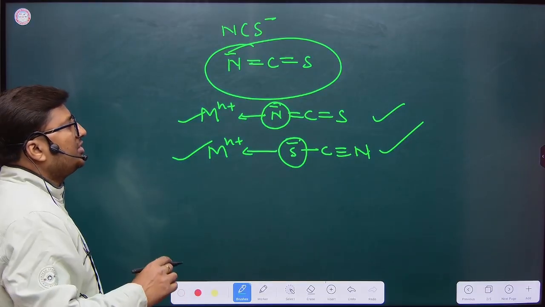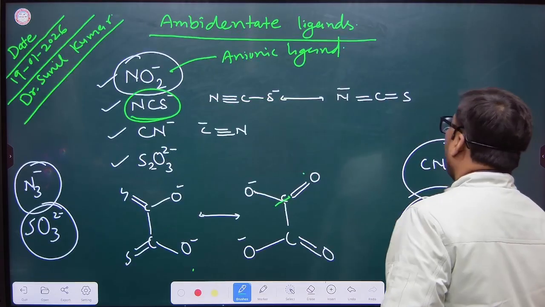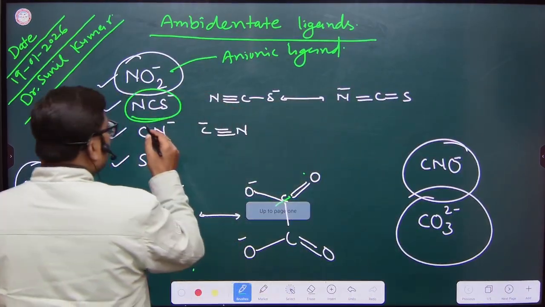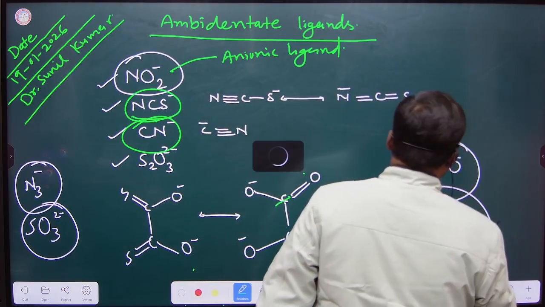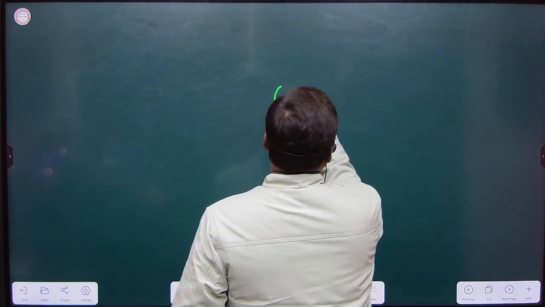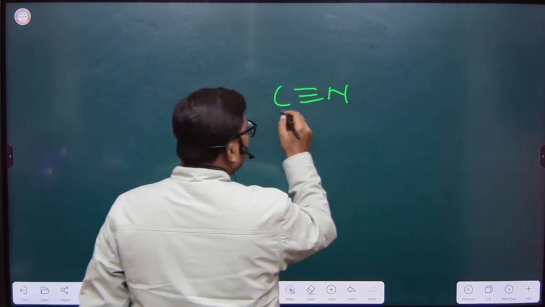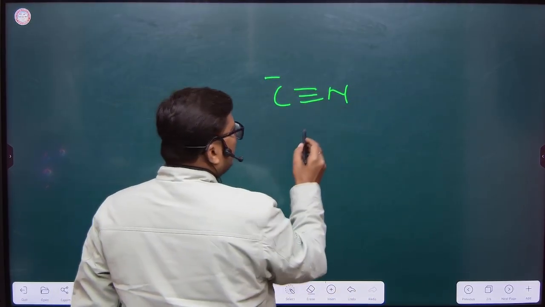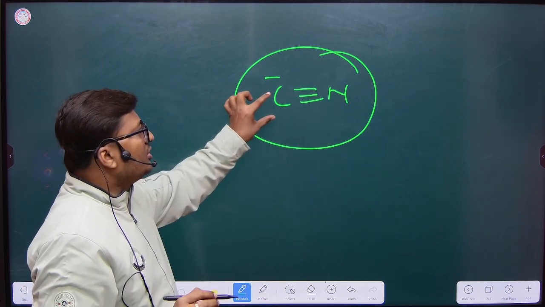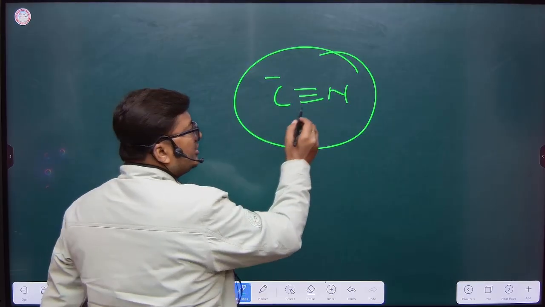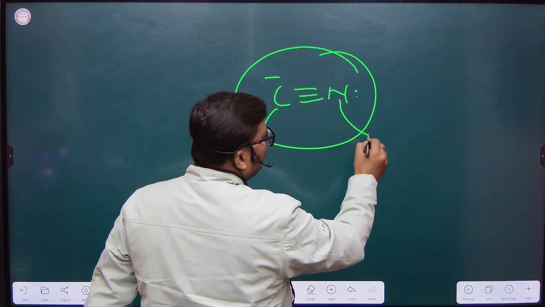So this is the second example of ambidentate ligand, that is NCS minus, and the third one is CN minus, right? Cyanide ion, this is also an anionic ligand. So this CN, C triple bond N, so this is your C minus. This ligand also bears two types of donor sites because of the presence of lone pair. So this is carbon donor and this is nitrogen donor.